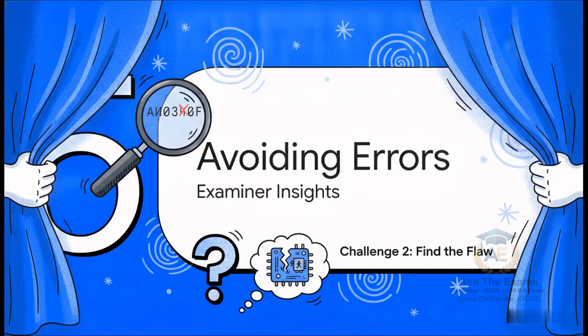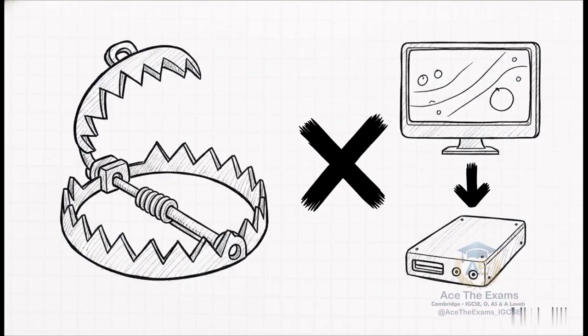Section 5. Avoiding common errors. Now, we're shifting gears to some serious examiner insights. I'm pulling back the curtain right now to warn you about the surface distractions that cost unprepared students easy marks every single year. It's time for Challenge 2 in our interactive workshop, Find the Flaw.